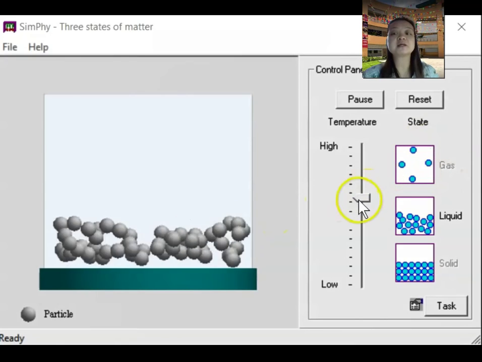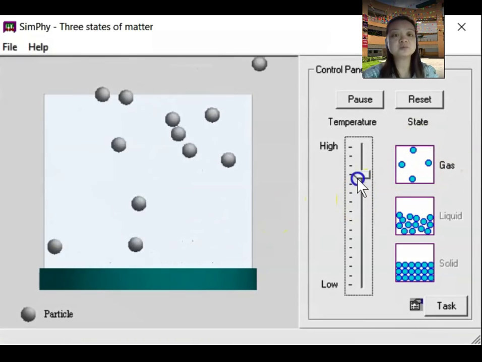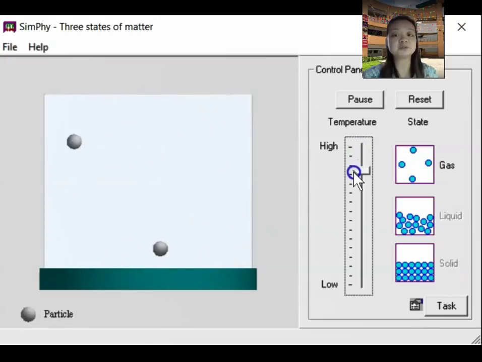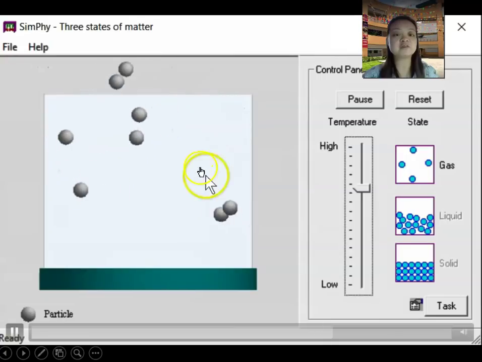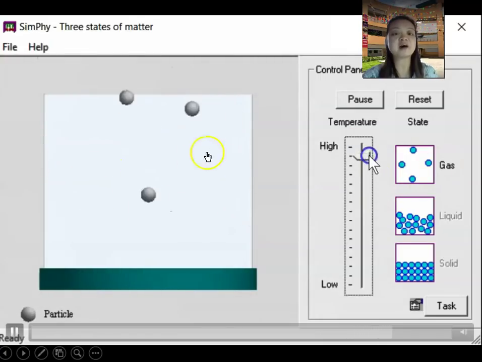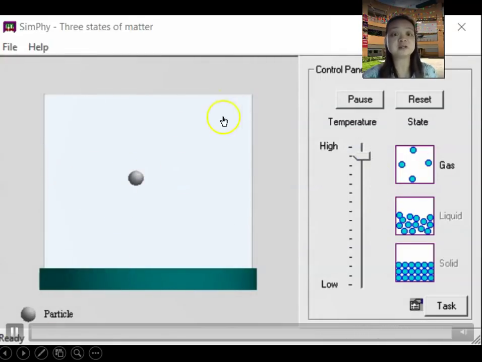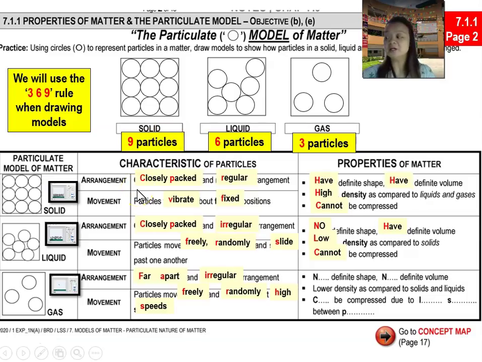Okay, so now let's look at the model of gas. You see the way it moves? Look at your gas molecules. So I'm going to push it down again. Look, when I bring up, you can see that they are moving very fast and very far away from each other until eventually they can escape the container. So because of this, we say that gases have got no fixed or definite shape. Definite means fixed, and they have no fixed or definite volume. All right, they have the lowest density compared to solid and liquids.